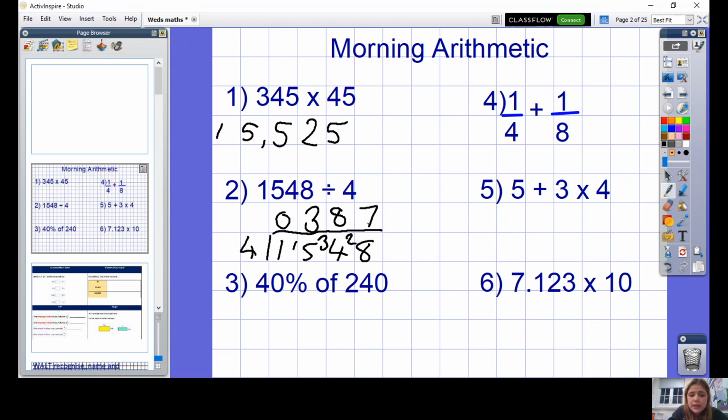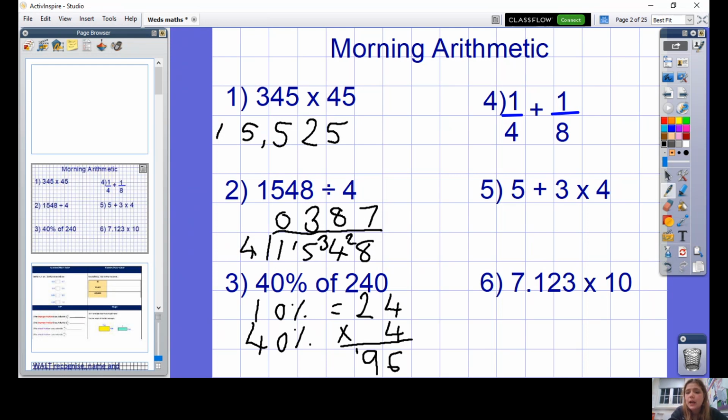In order to find 40% of 240, I would have started with 10%, which is equal to 24. Because I'm not looking for 10%, and in fact I'm looking for 40%, I then need to multiply that by 4. 4 groups of 4 is equal to 16, 4 times 2 is 8, add 1 is 9, 96 there.